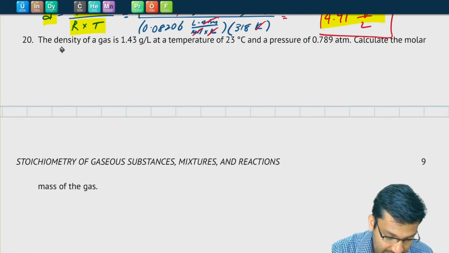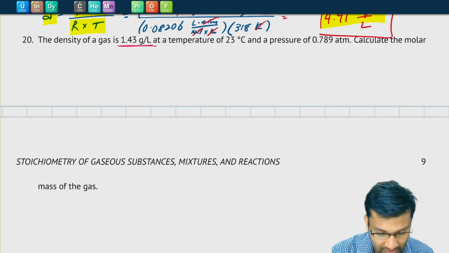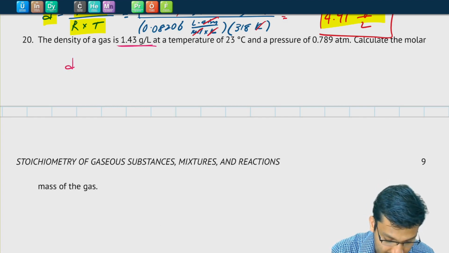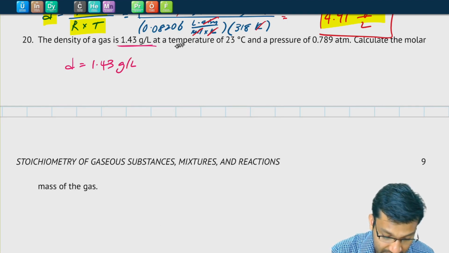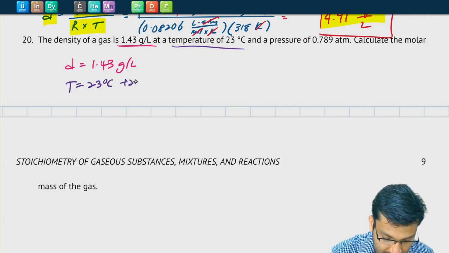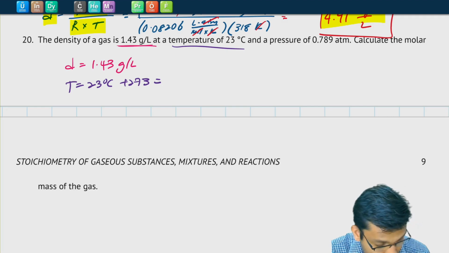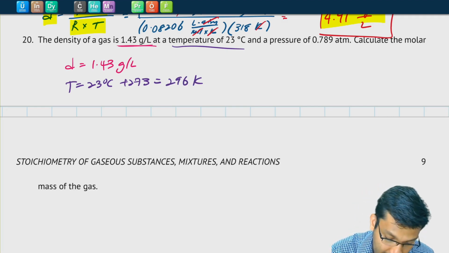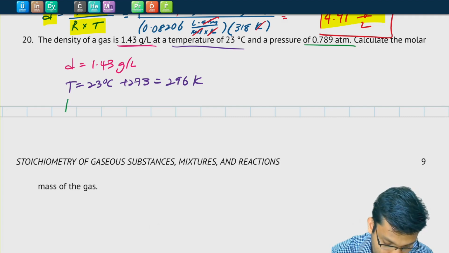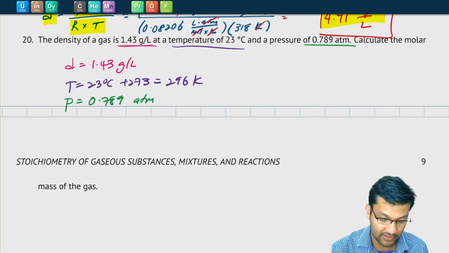Okay, so number 20 says the density of a gas is 1.43 grams per liter. So density is 1.43 grams over liters. I like to write all of the pieces of information the question gives me, even though it's right there in the question. The temperature is 23 degrees Celsius, but we need that in Kelvin. So that gives me 296 Kelvin. And the pressure is 0.789 atmospheres. It's already in atmospheres. I don't need to convert.